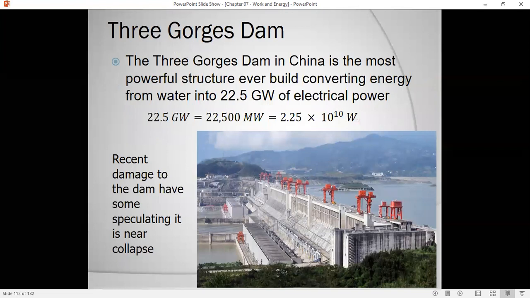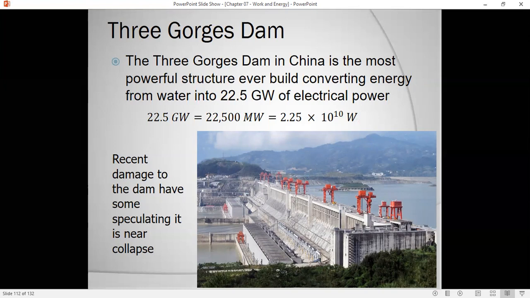Here's the granddaddy of them all. This is the most powerful structure ever built to convert energy. This is the Three Gorges Dam. And unfortunately, there were some construction problems with it.